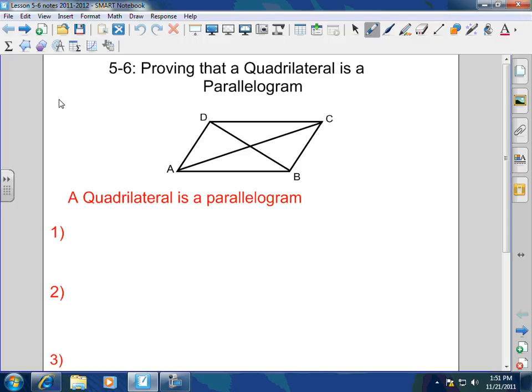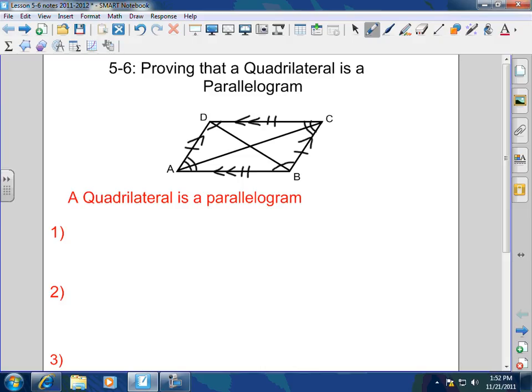Parallel sides are congruent. Not necessarily, that's wrong. Opposite sides are parallel and congruent. Okay? Next. Yes, opposite angles are congruent. So angle D will be congruent to angle B. Angle A will be congruent to angle C. Very good.